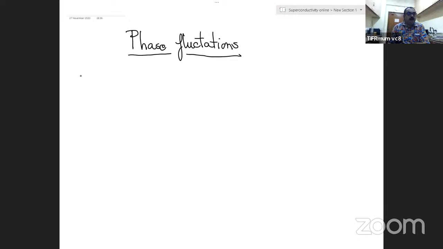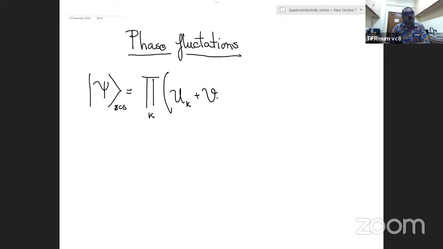When we read BCS theory, we started, of course, with a BCS wave function, which was of this form.